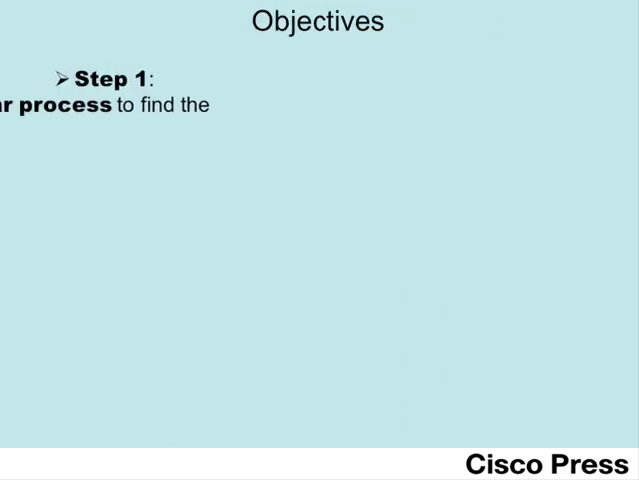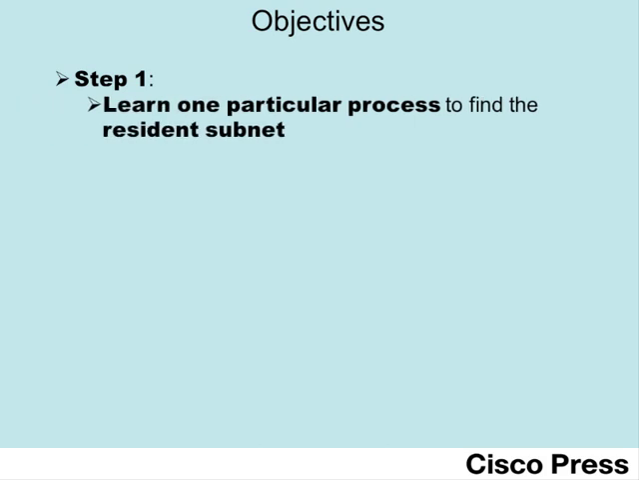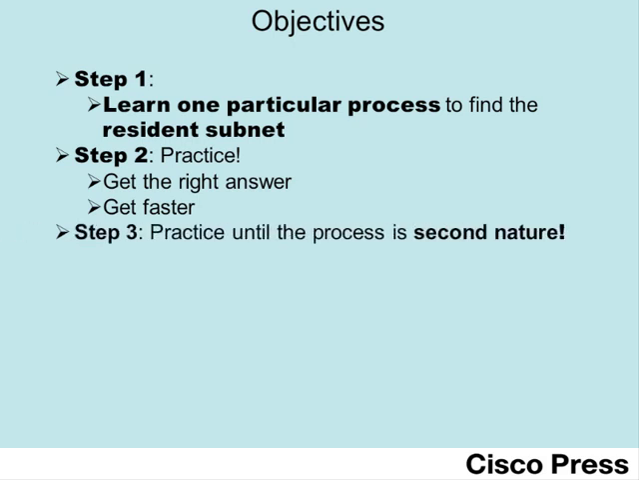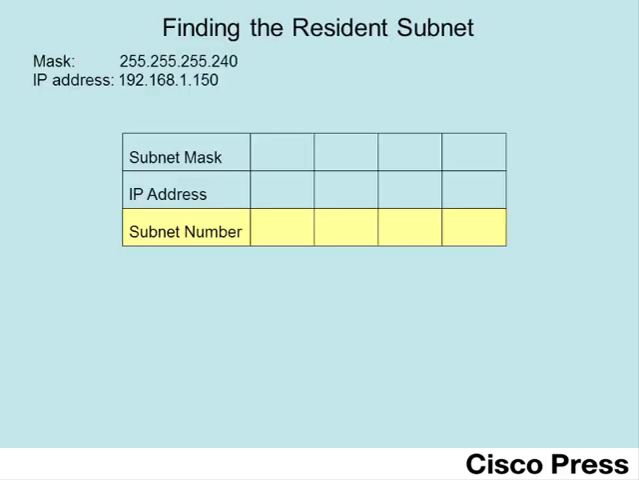Well, you need to learn a process to find the resident subnet number. Then you need to practice. You want to practice so you can get the right answer and go faster so you can overcome the speed pressure on the exam. And then you need to practice on your own until it's second nature. While this video does give you a little more practice, it's primarily focused on that first objective, to teach you the process.